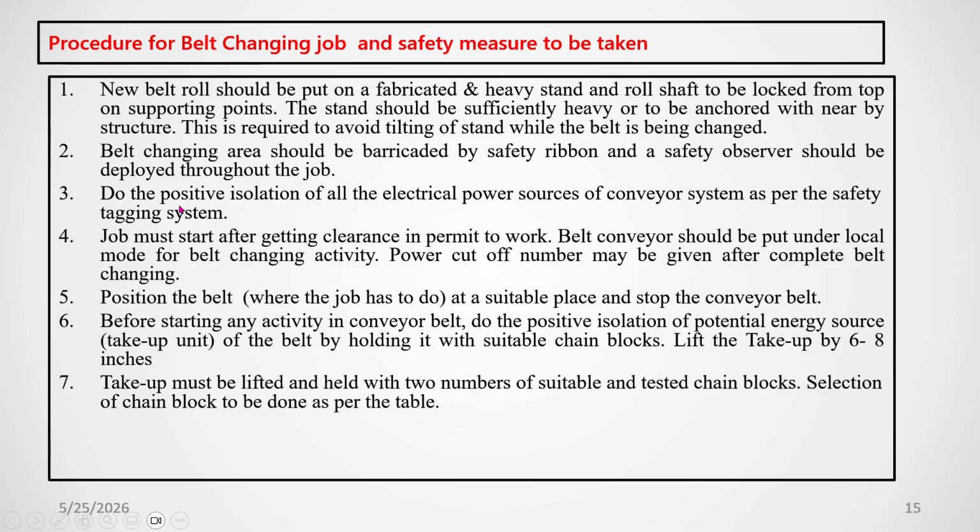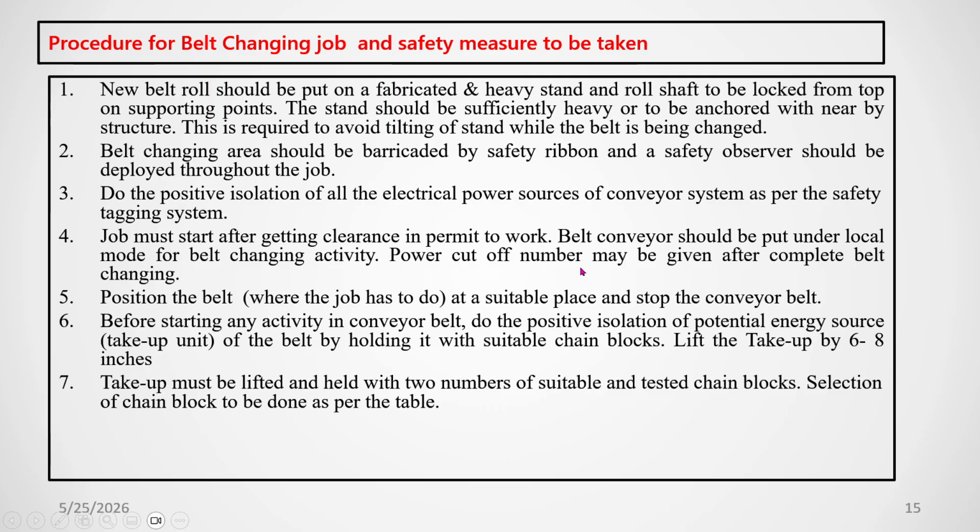Then the positive isolation of all electrical power sources of the conveyor system as per the safety tag system, TOTO and LOTO, that I have already explained. You have to do the positive isolations. The job must start only after getting clearance from the permit. Also you have to take confirmation from the shift engineer that the area is barricaded, LOTO has already been incorporated, and material is cleaned, so they will give you the permit to start the job.